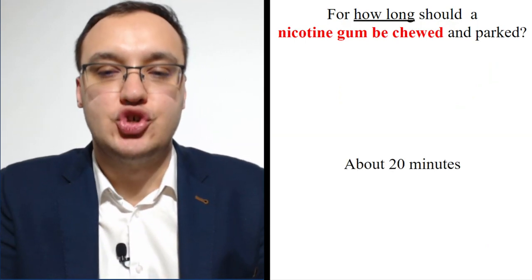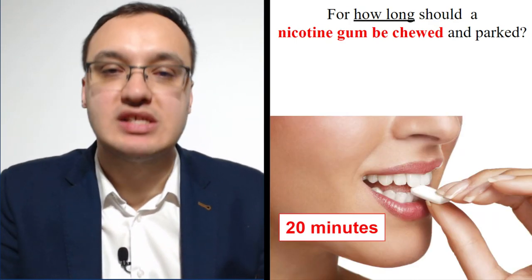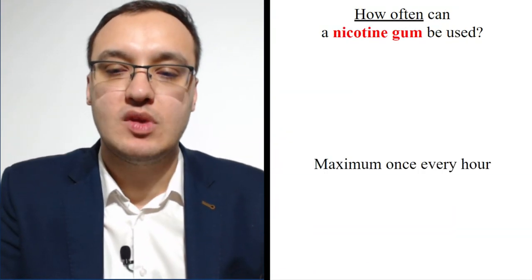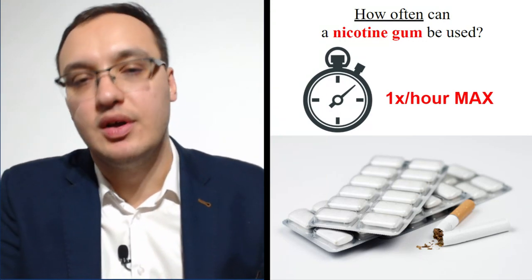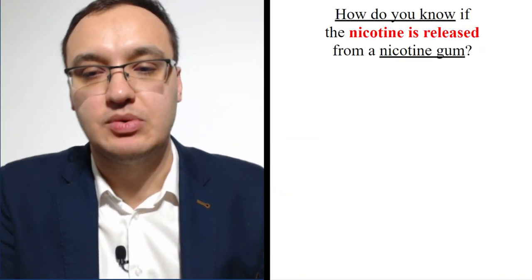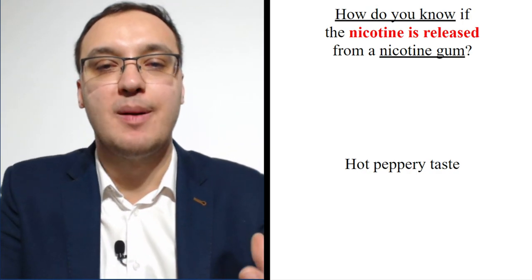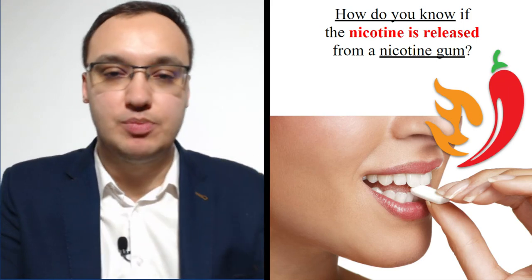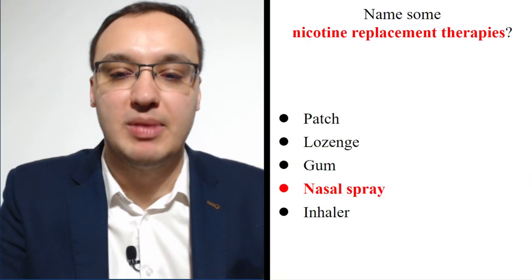The nicotine gum should be chewed and parked for about 20 minutes. So not 5 minutes. 20 minutes, and then all doses will absorb. It can be used, as we said, maximum every hour. I just repeated it here to emphasize that it's the same for the gum. Okay, once every hour maximum. Nicotine is released from the gum, and then you will feel a hot, peppery taste. Remember this, and this is not dangerous. It's how it's supposed to be. And then it's actually working. Then you know you are getting this medication into your bloodstream.